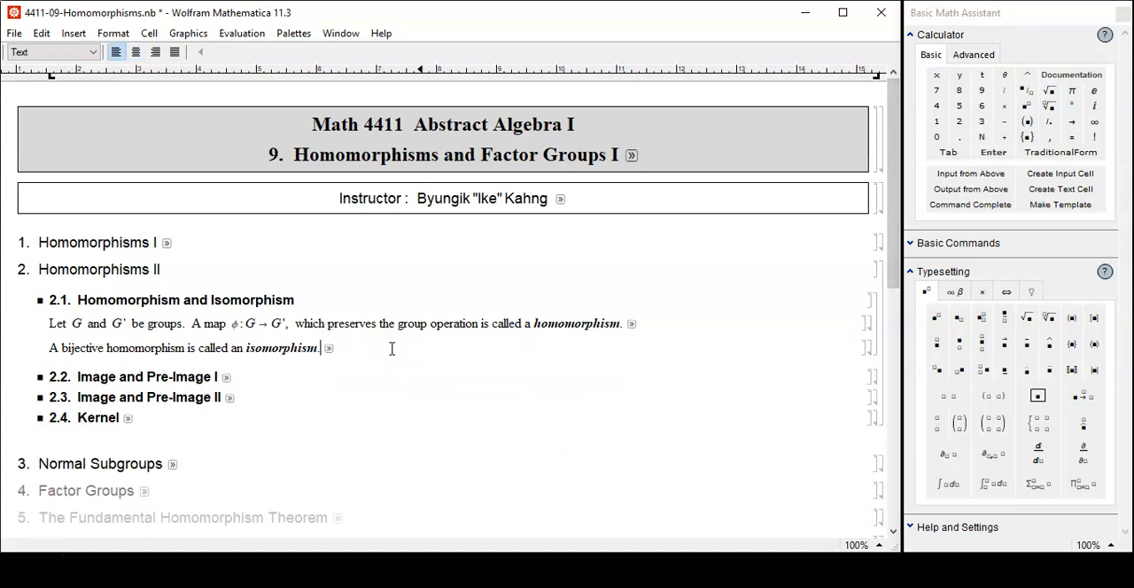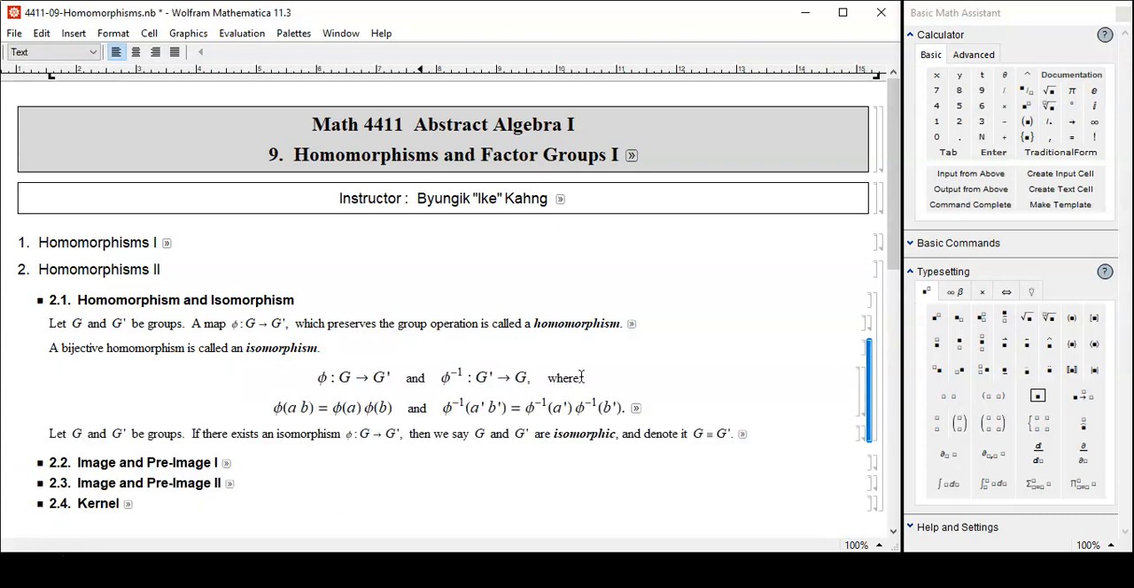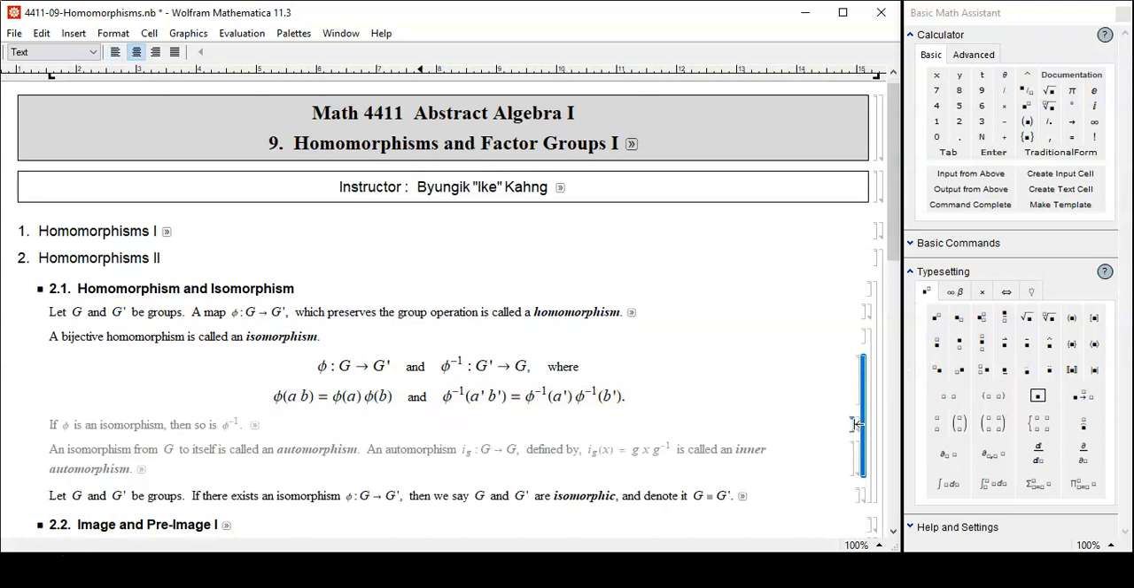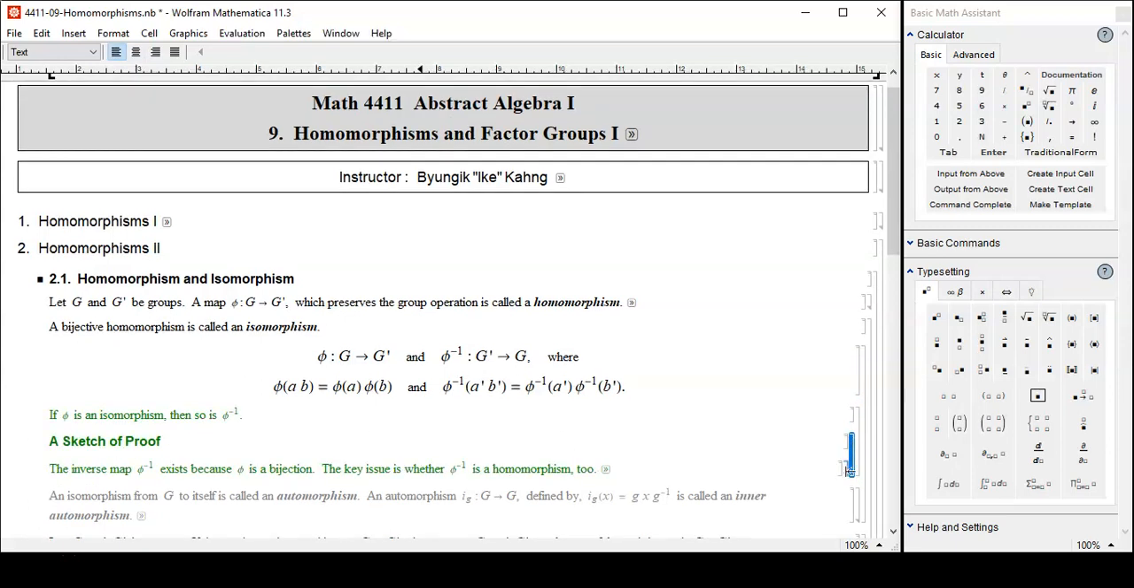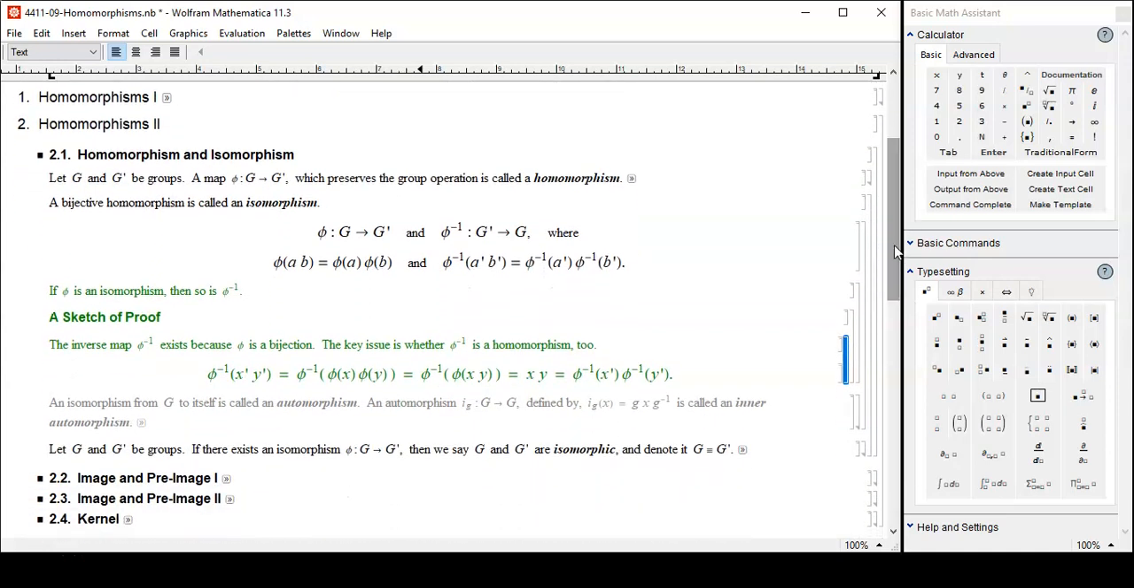Next, a bijective homomorphism is called an isomorphism. It's a bijection, so we have to consider the inverse map as well. You see, it's 1 to 1 and onto, so the inverse is well defined from G prime to G. Interestingly, the inverse map is also a homomorphism. The first half here means phi is a homomorphism, and that's part of the definition. The second half here is something we actually have to prove, and as a matter of fact, we did it. We proved it in section 1 already, so I'm not going to redo it. I'll just show you the sketch. In any case, remember the result.